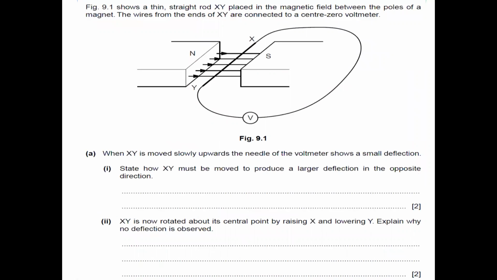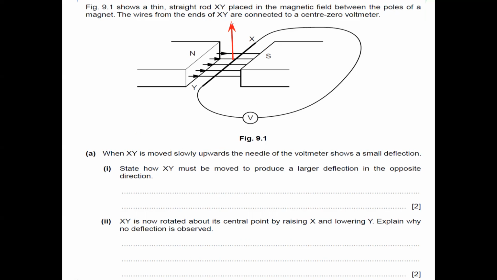Figure 9.1 shows a thin straight rod XY placed in magnetic poles. The wires from ends X and Y are connected to a zero-center voltmeter, as you can see in the figure. When X and Y is moved slowly upward, so we are moving it upward.